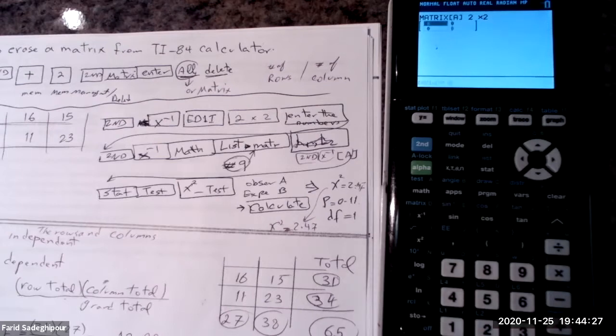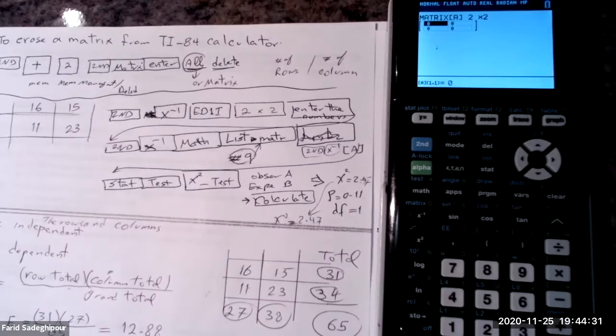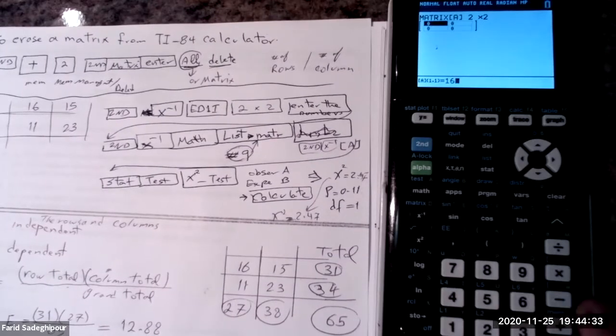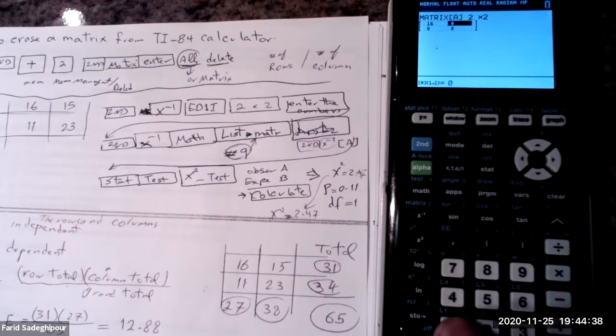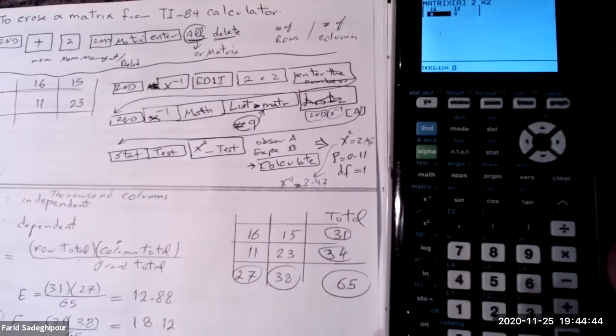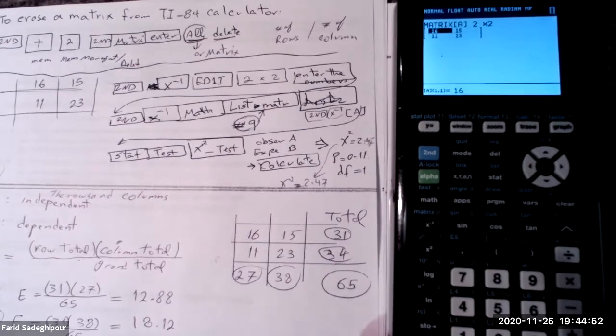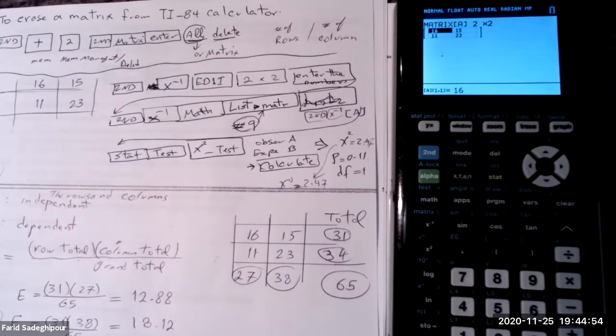Okay, enter. Now it asks you to put the numbers. It's 16. 16, enter. The second number is 15. The third number is 11. And the fourth number is 23. Okay, so I have all the numbers in the matrix, okay?